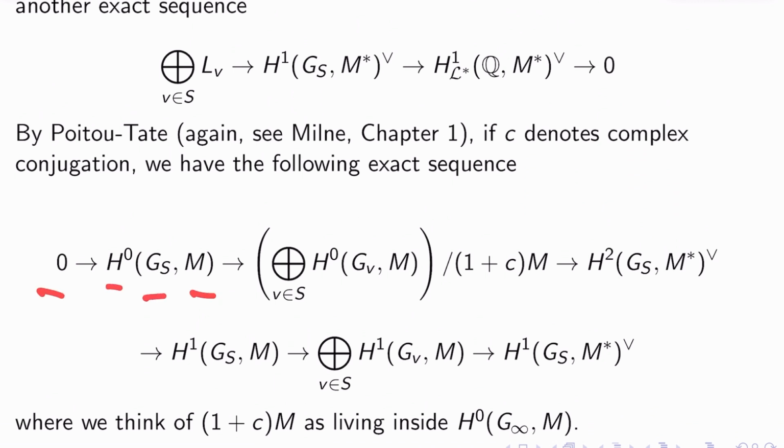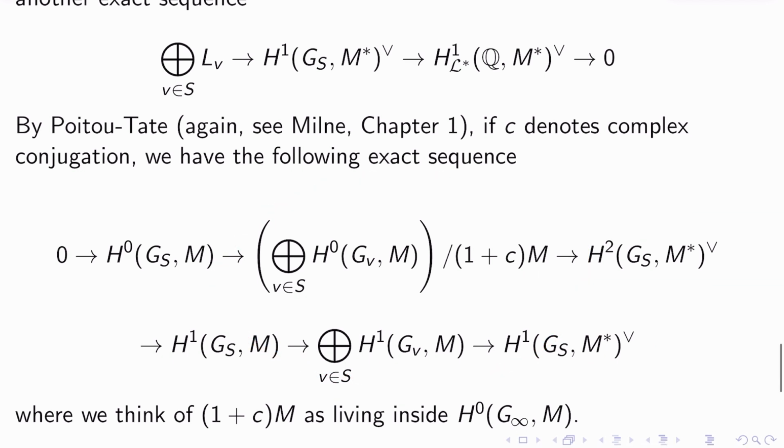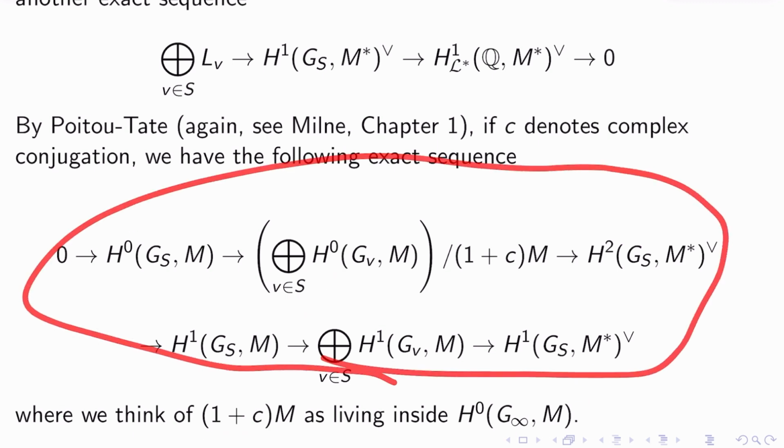0 to H0(G_S, M) to the direct sum over v in S of H0(G_v, M) mod 1 plus c times M to H2(G_S, M*)^∨ to H1(G_S, M) to the direct sum over v in S of H1(G_v, M) to H1(G_S, M*)^∨. What's going on with this quotienting out by (1 plus c)M? All that's happening there is we're thinking of (1 plus c)M as living in H0(G_infinity, M). And remember, S contains the infinite place. Okay, so we've got a massive exact sequence here.